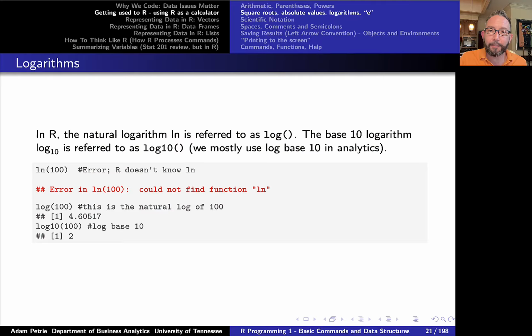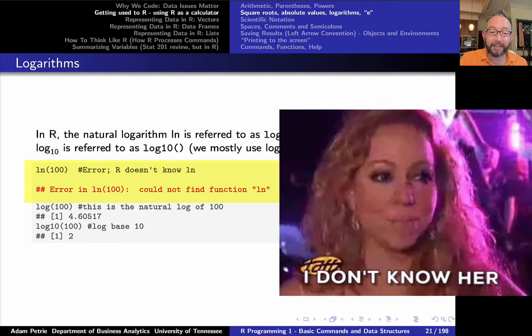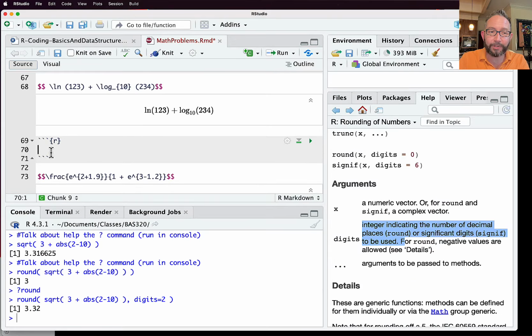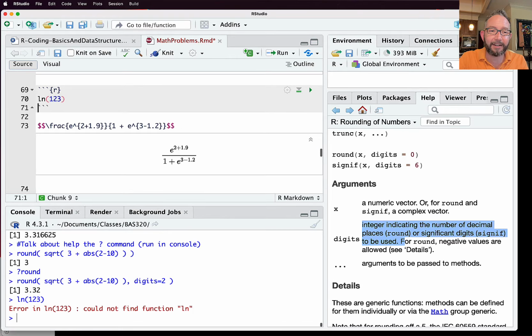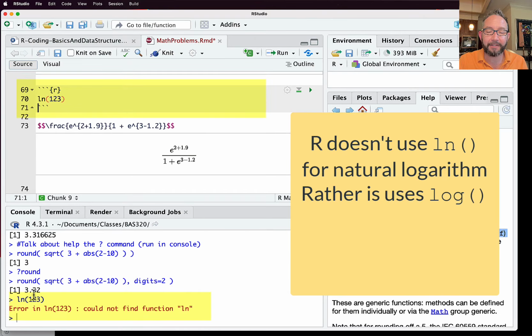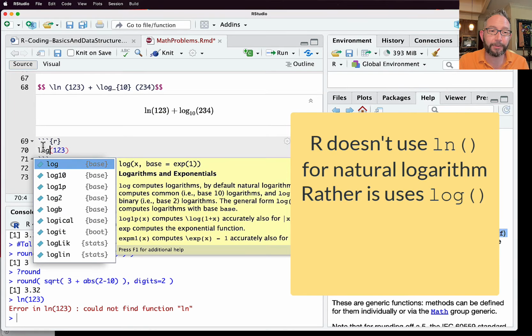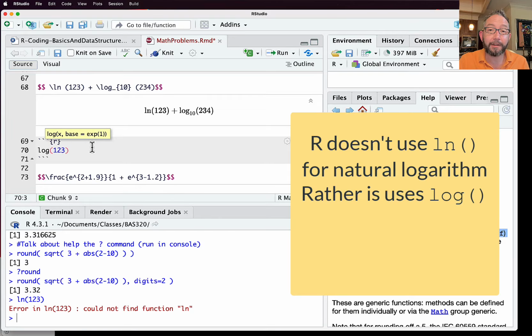One thing that you might be familiar with from math class is the abbreviation ln for natural log. Now R does not know this abbreviation ln. If I were to go back to RStudio and type in the natural log of 123 here, I'm going to get an error that says error could not find function ln. That's actually not the way that R takes the natural logarithm. Instead, to get the natural logarithm of, say, the number 123, I'm going to use the function log. So that is its abbreviation for the natural log.